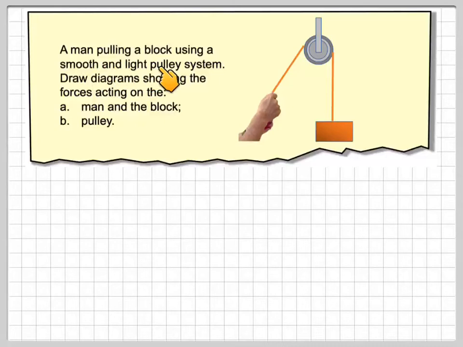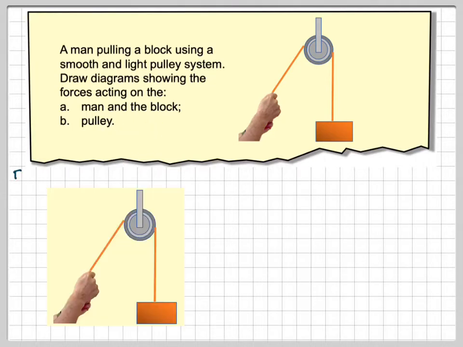A man is pulling a block using a smooth, light pulley system. Draw diagrams to show the forces on the man, the block, and the pulley. So here we're going to look at the forces acting on the man and the block.